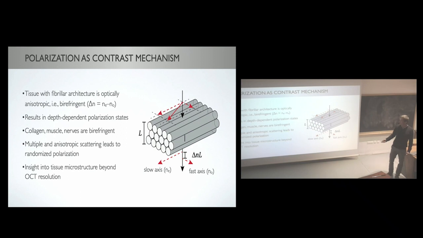We furthermore also have multiple scattering effects or anisotropic scattering effects that generally lead to randomization of the polarization states, which can also give contrast on their own and enhance our images. What I think is really fascinating about this is how these polarization effects provide insight into the tissue microstructure beyond the nominal OCT resolution, through microscopic effects that define the polarization states.